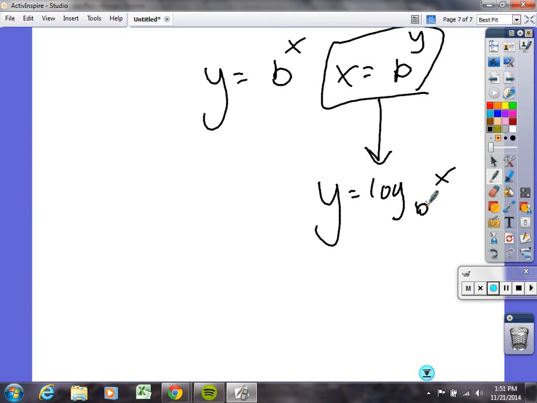Okay, so is b a subscript then? B is a subscript. So b is a subscript, and then x is just lined up right up with the log. Alright, awesome.